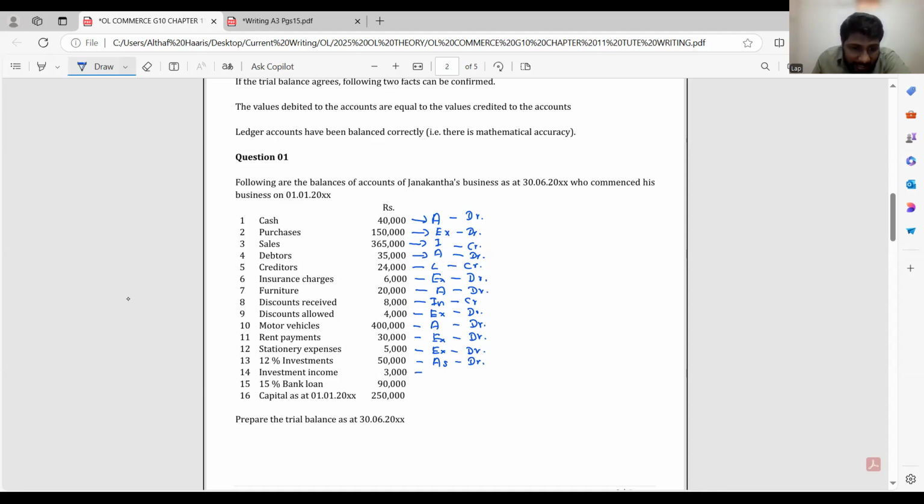Next one. What is this income? Investment income. Income. Incomes are what, children? Incomes are credit. Loan, liability. Liabilities are credit. Capital, what is capital? Equity. Equity increases on which side? Equity. Credit. That's all for this.